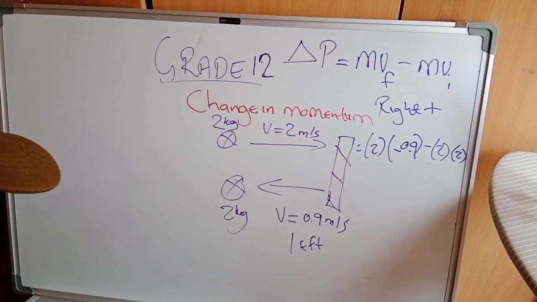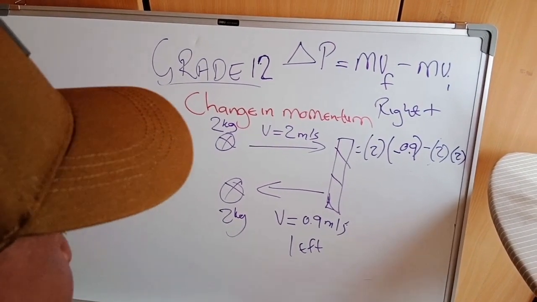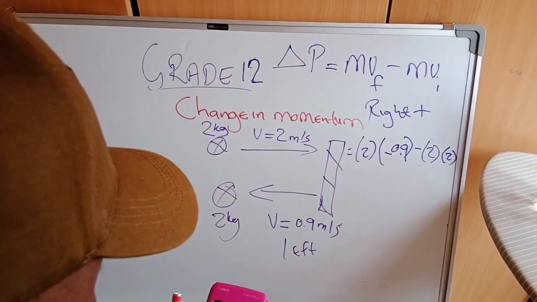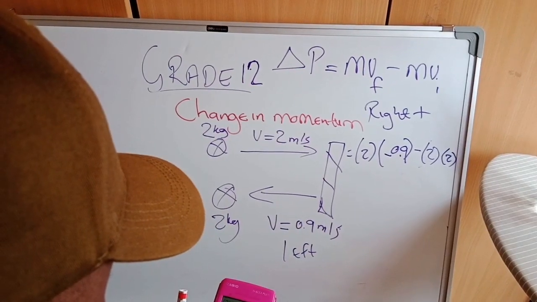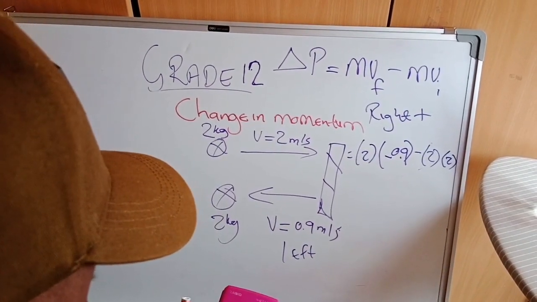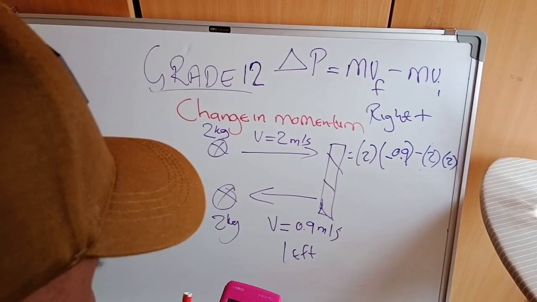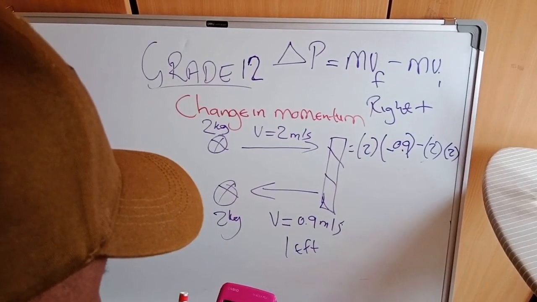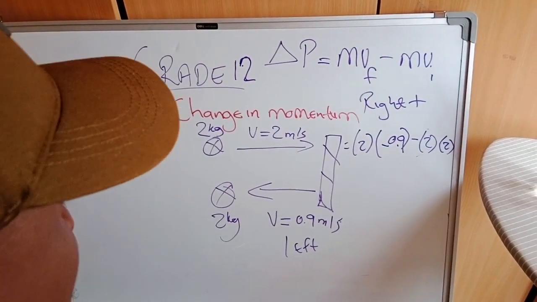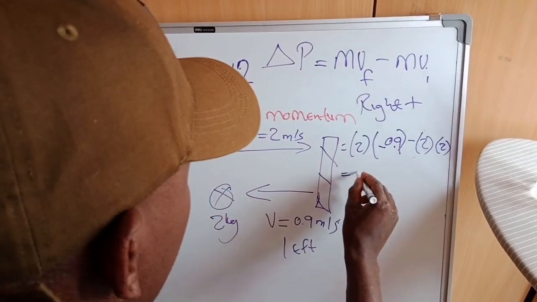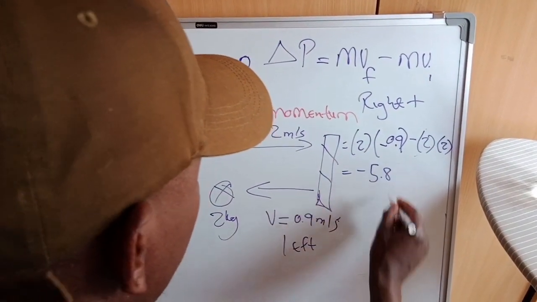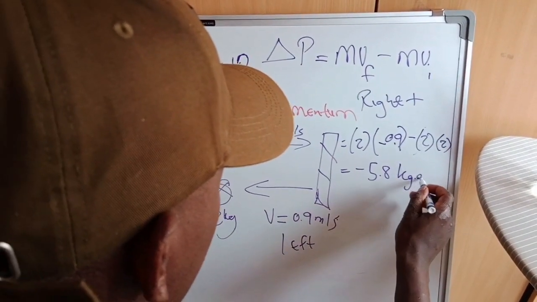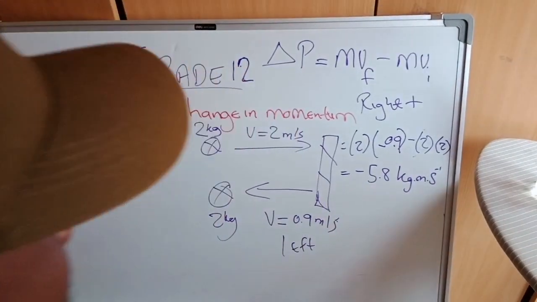Now, take out your calculator and do the calculation. Let us see how much our change in momentum is going to be and in which direction it is. According to my calculator, it's negative 5.8 kilogram meters per second.